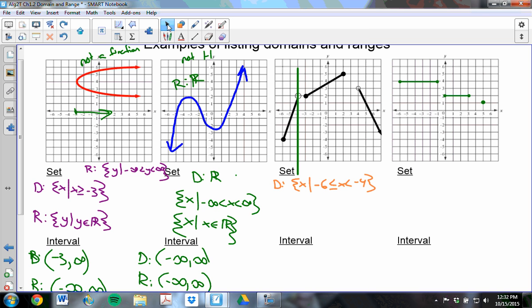Then it keeps going. It's also from negative 3 to 1. And then it's from 4 on. It continues, not including 4, but everything after 4, from 4 on. So it's also x is greater than 4. That would be how I would write this domain.